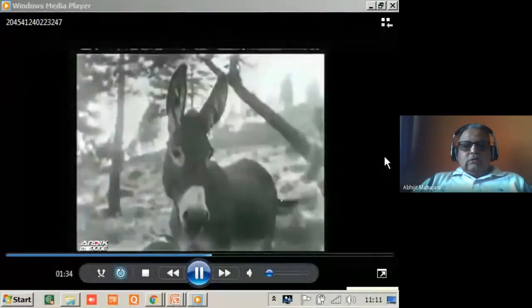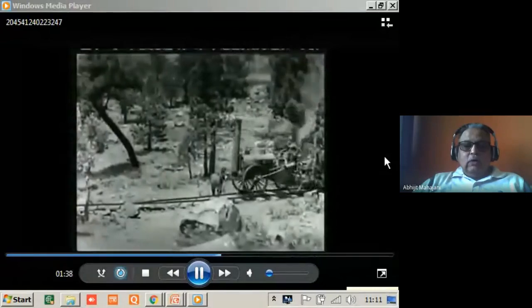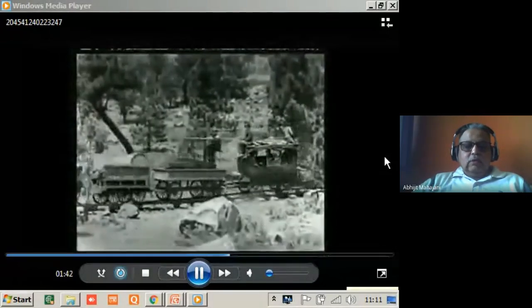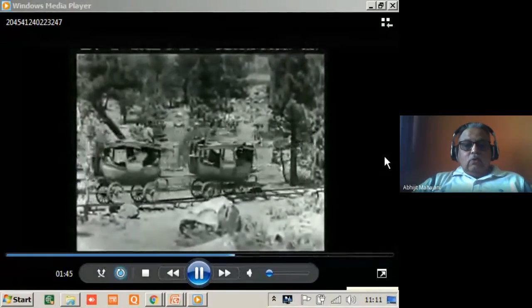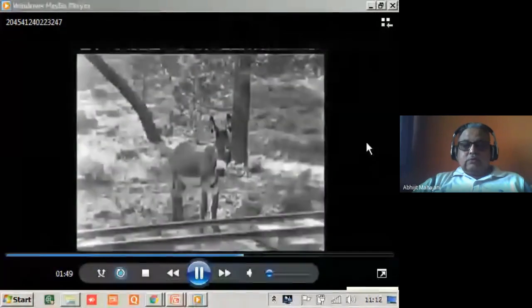Look at the level of sophistication in those days. It was so primitive. You can find two guides in front of the front wheel to maintain the gauge of the rails. Look at the flexibility of the coupling between the two coaches. Yes, he's satisfied.